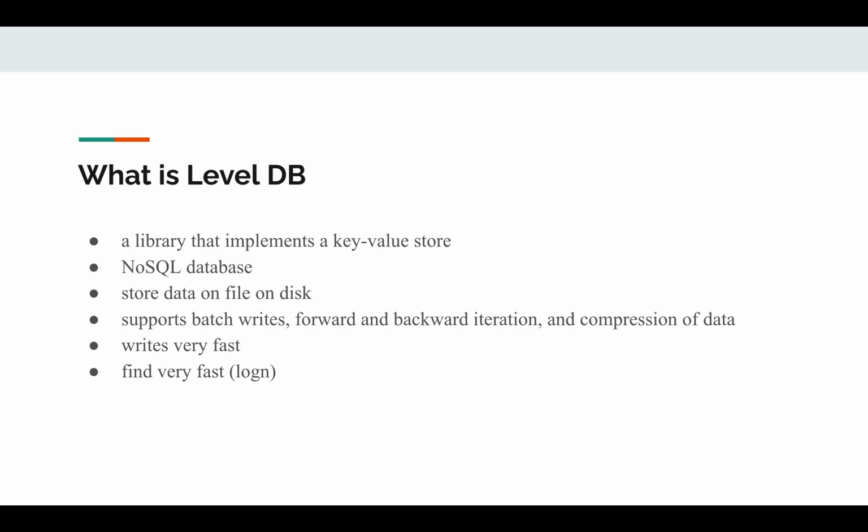LevelDB is a NoSQL database, and like other NoSQL databases, it does not have a relational data model. It does not support SQL queries and has no support for indexes. Applications use LevelDB as a library, as it does not provide a server or command line interface. It stores data in files on disk, and it supports batch writes, forward and backward iteration, and compression of data.